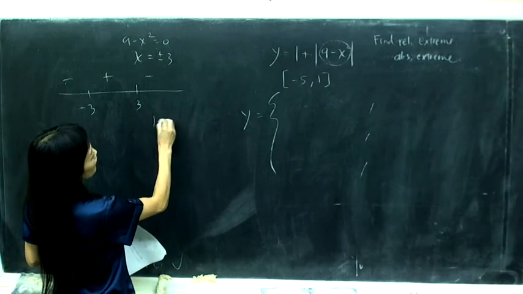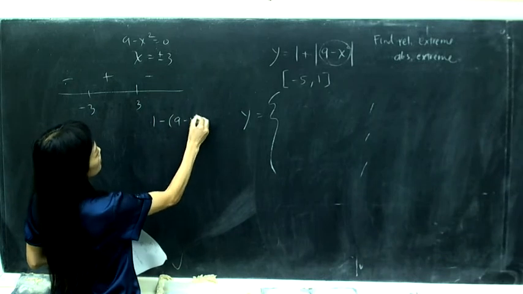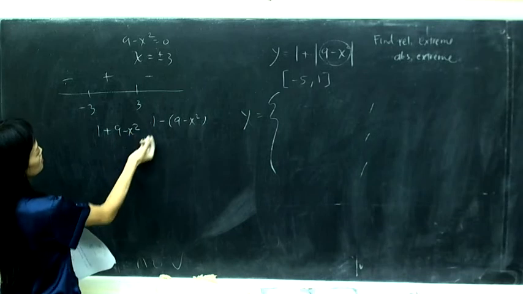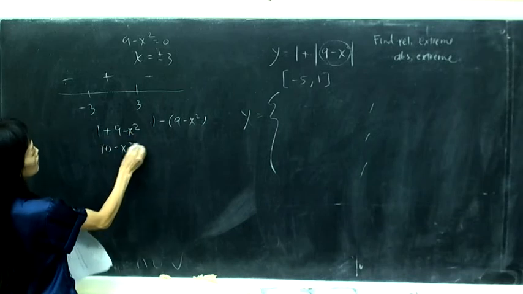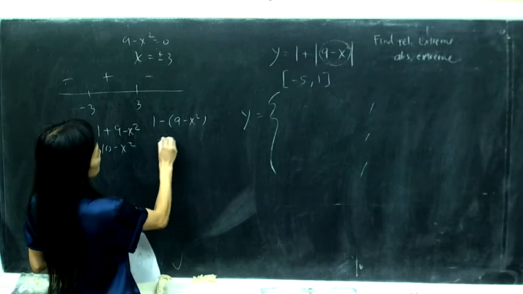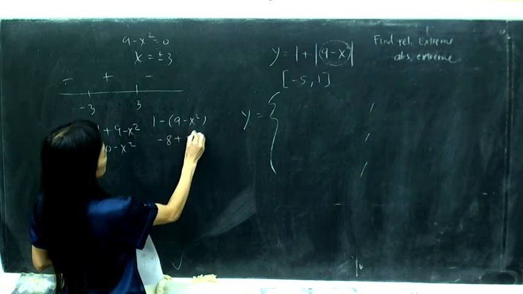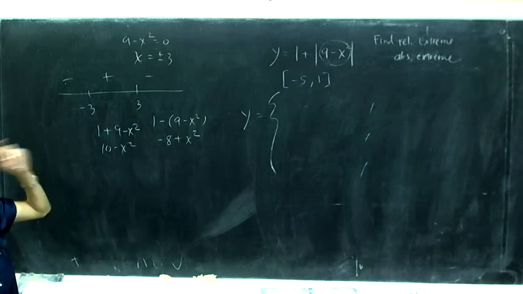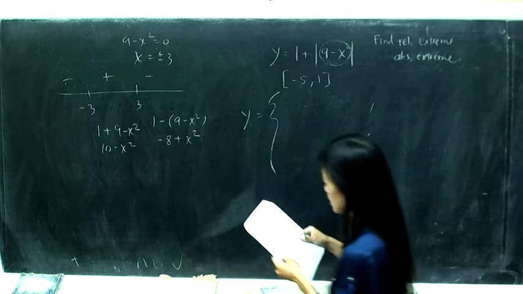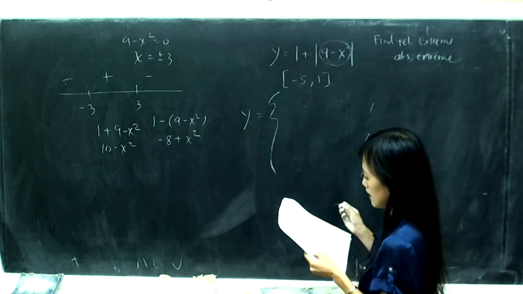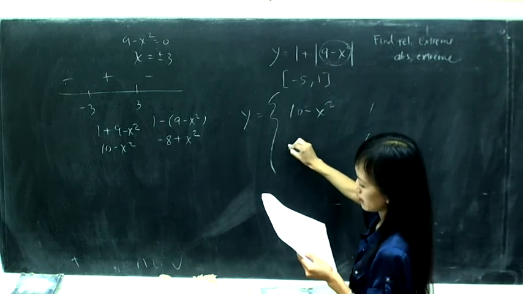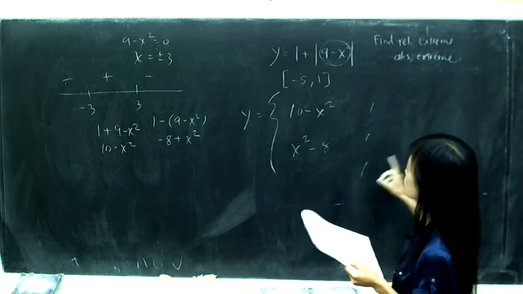If you change, it's 1 minus 9 minus x squared. Keep the middle, it's 1 plus 9 minus x squared. Simplify, that's 10 minus x squared. The two negative regions out here, it's negative 8 plus x squared. Let's write that out. So you have two things here: 10 minus x squared, and negative x squared minus 8. So that's for the two.